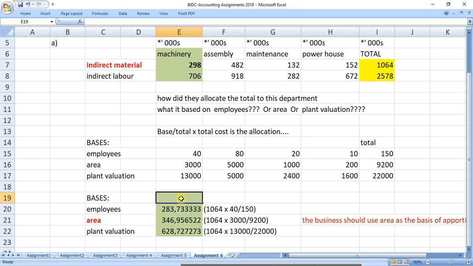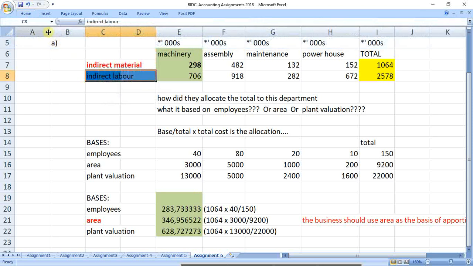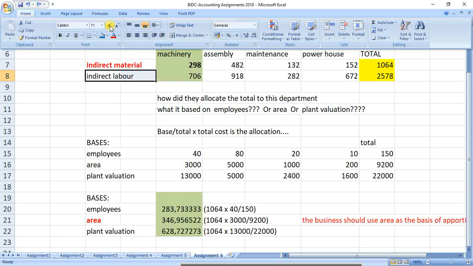Well, this is out of 6 marks. We still need to look at the indirect labor. So I've discussed the indirect material. Now I need to discuss the indirect labor. So I'm just going to change color. Let's put that in blue.